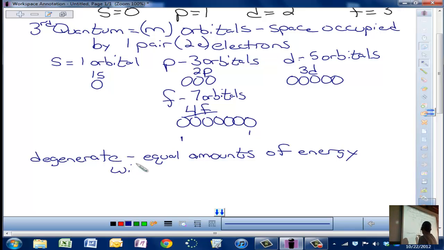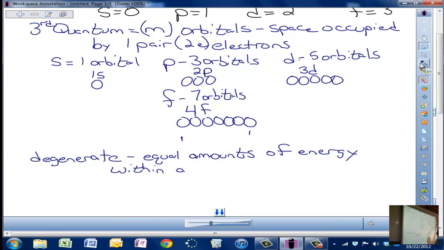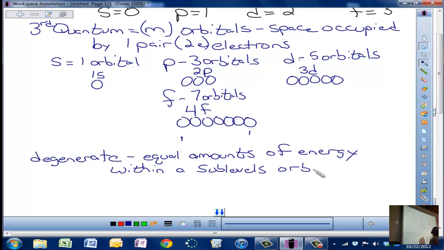within a sublevel's orbitals. So all of these right here, there are 5 orbitals within that 3D. Every single one of those is going to have the same amount of energy. Now, a 3D is higher than a 2p, so these orbitals here have more energy than those 2p. But within a sublevel, all 5 of those will have equal amounts of energy.